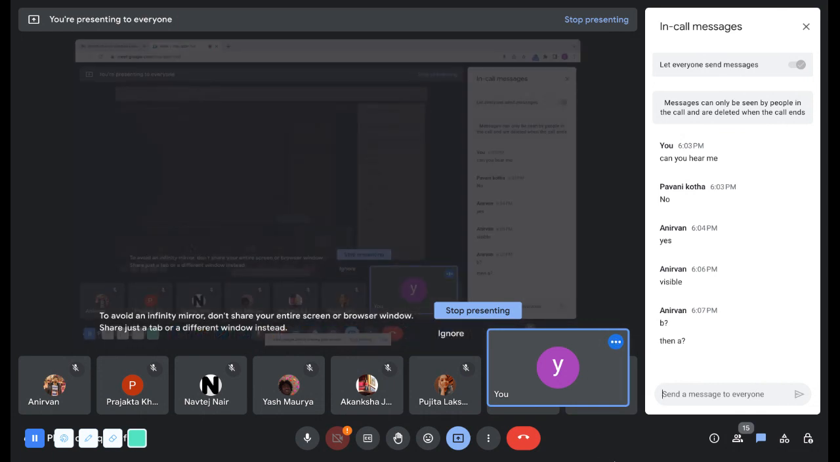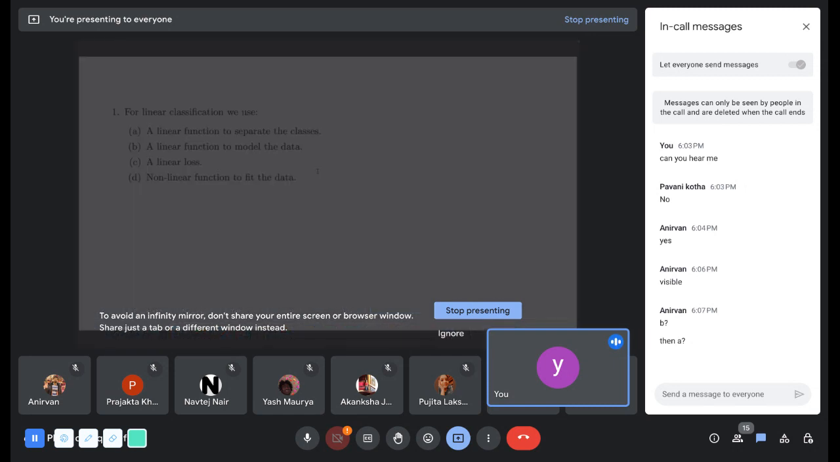Yeah, that's A. Basically, we use a linear function to separate the classes for linear classification. The second, we don't use to model the data. We want a classifier that can separate the classes. And a linear loss? The loss is not linear, even for the classification case, and you don't fit the data. So even D is not the right answer.